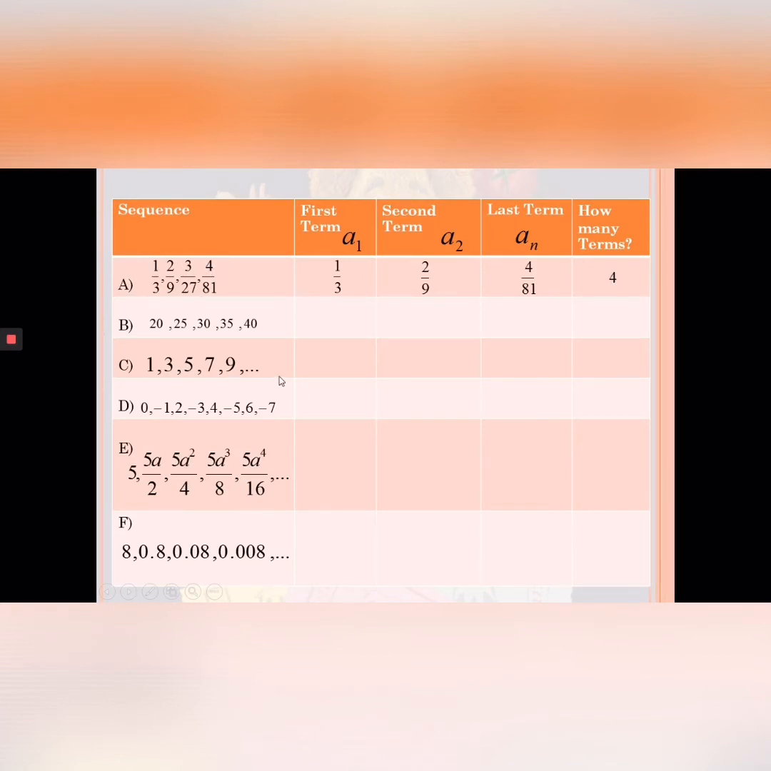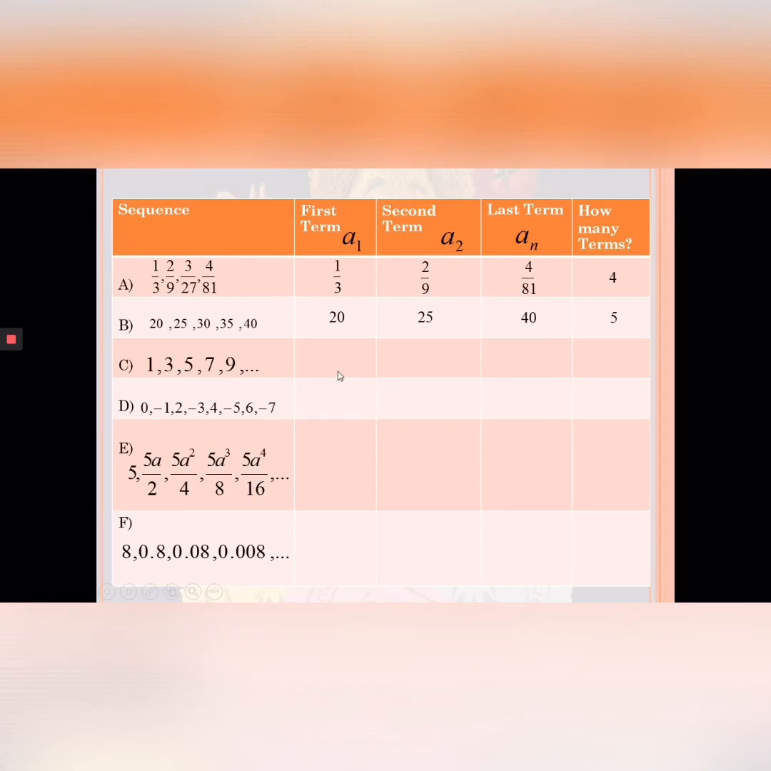Now for the second example, the first term is 20, the second term is 25, the last term is 40, and then how many terms do we have? Let's count: 1, 2, 3, 4, 5. So we have 5 terms. Okay, let's proceed to letter C.